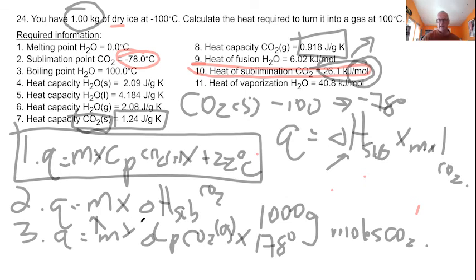Okay, thank you. Yeah. So they're all positive Qs. It takes heat to raise the temperature. It takes heat to sublime the solid to a gas, and it takes heat to raise the temperature of the gas. So they're all going to be positive. So when you add them all together, it's going to be quite a lot of heat.